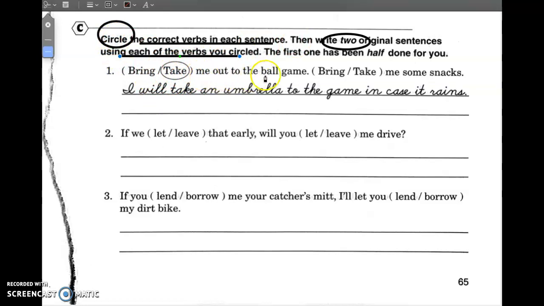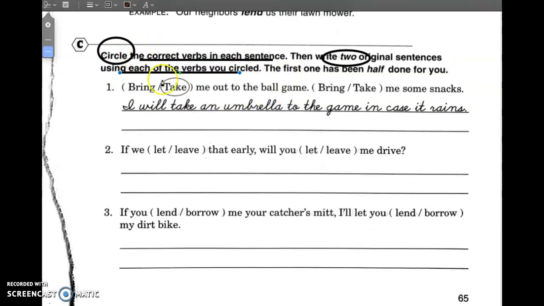It's take me out to the ball game, because we're taking something away from the speaker. And then bring me some snacks is going to be the answer here because the speaker is asking whoever he's speaking to bring the snacks to him. And then write 2 original sentences using each of the verbs you circled. Here's the first one. I will take an umbrella to the game in case it rains. That's an original sentence using the word take.